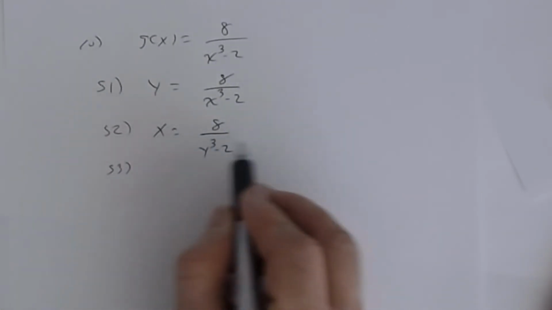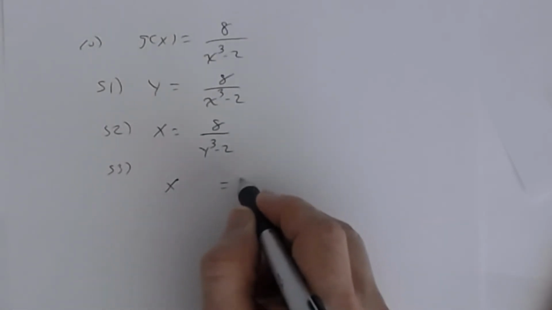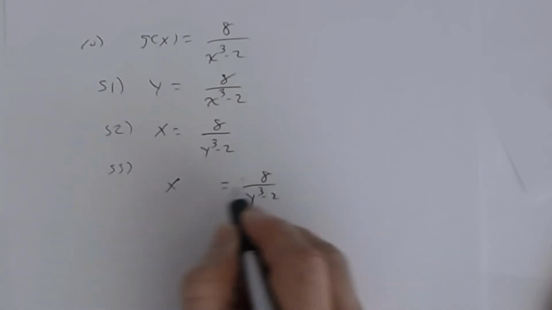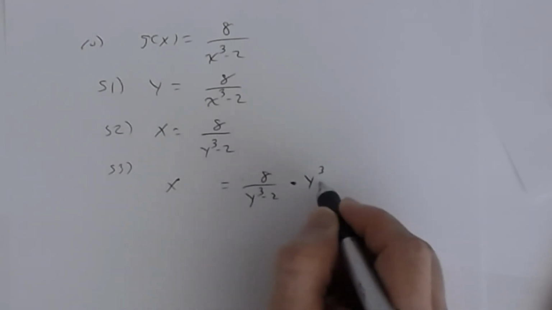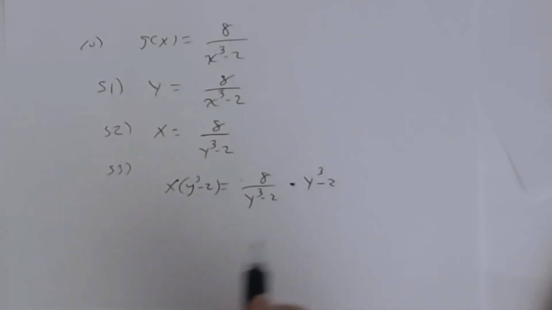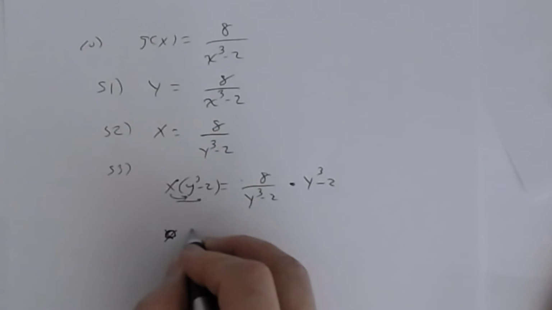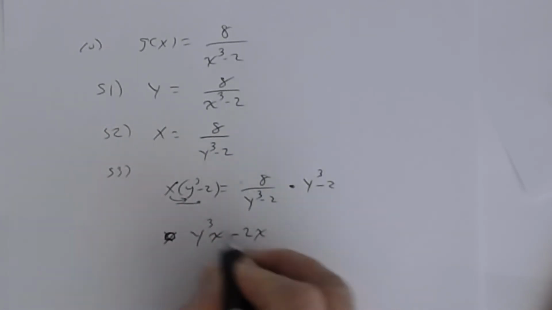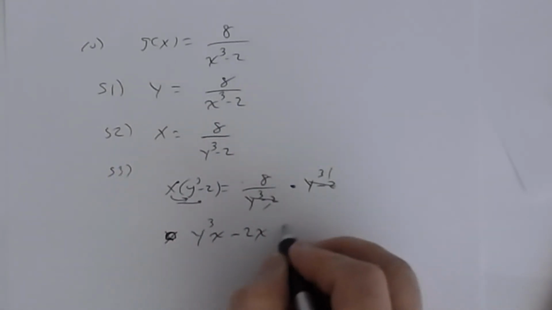But notice I have this rational equation, right? So you're going to multiply both sides by the denominator, by this right here. So you multiply both sides by y cubed minus 2. Okay? And then you can distribute. So I get y cubed times x minus 2x, okay, so that's this right here, equal, these divide out, 8.